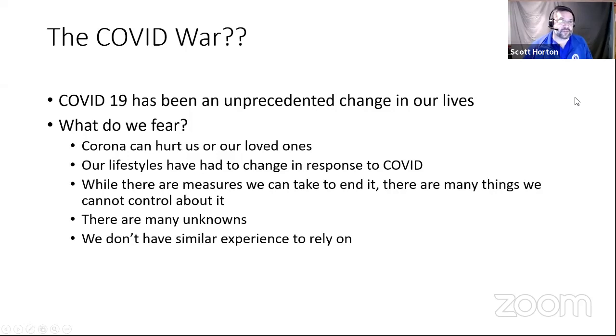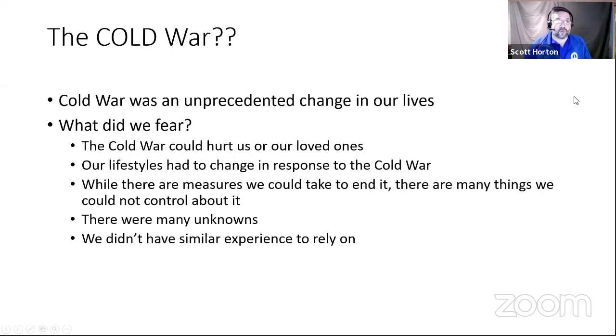So the reason that I start with that is because you can consider the Cold War to be a very similar thing. It was an unprecedented change in people's lives in that period. What were people afraid of? The Cold War is very much about fear. The Cold War could hurt us or our loved ones, including the threat of nuclear war eventually when the Soviet Union developed nuclear weapons. Our lifestyles had to change in response to the Cold War.